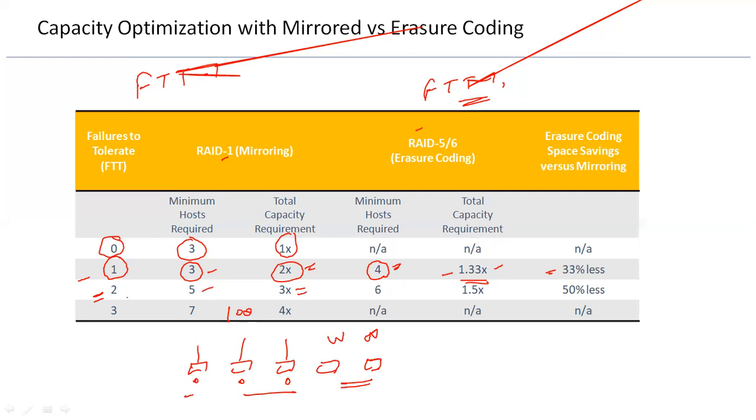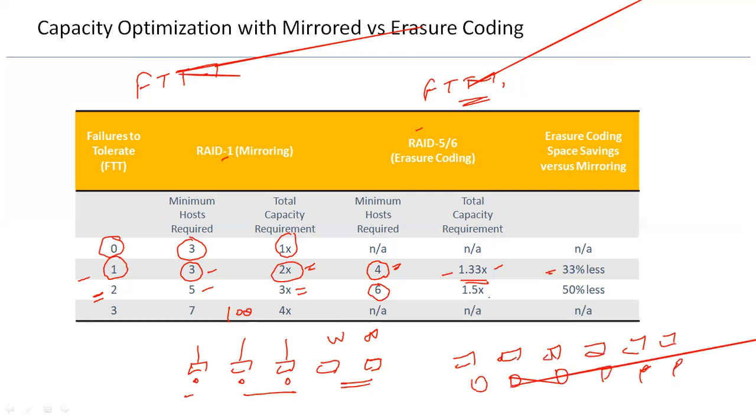With FTT2, failure to tolerate 2, RAID 5 does not support it. That is supported with RAID 6. Within RAID 6, again we need 4 nodes where we can maintain the two failures in parallel. The data will be written in the way of data and parity. Not witness this time, parity.